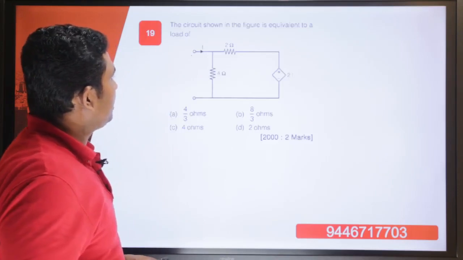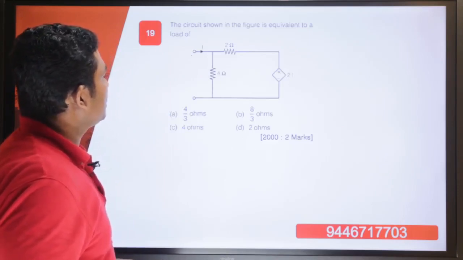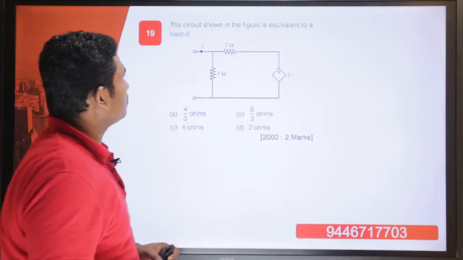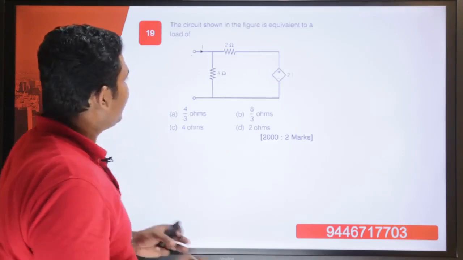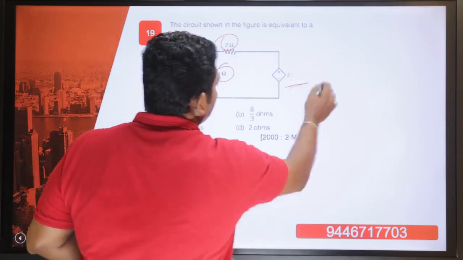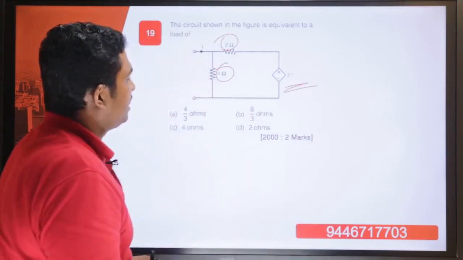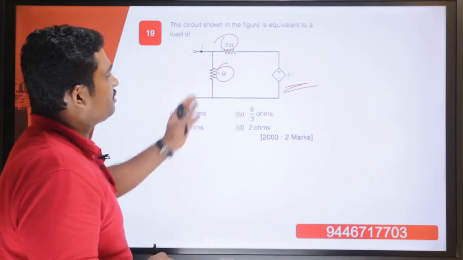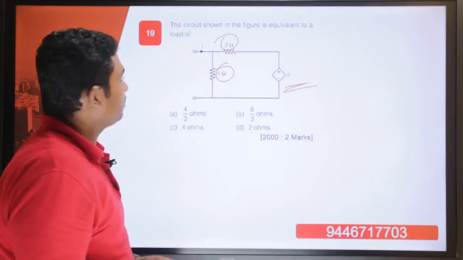Now question number 19. The circuit shown in the figure is equivalent to a load of, is what is the question. So here it is 2 ohm, here it is 4 ohm, and then here it is 2 times I, which is a dependent voltage source. So we will have to convert this circuit into its equivalent load.